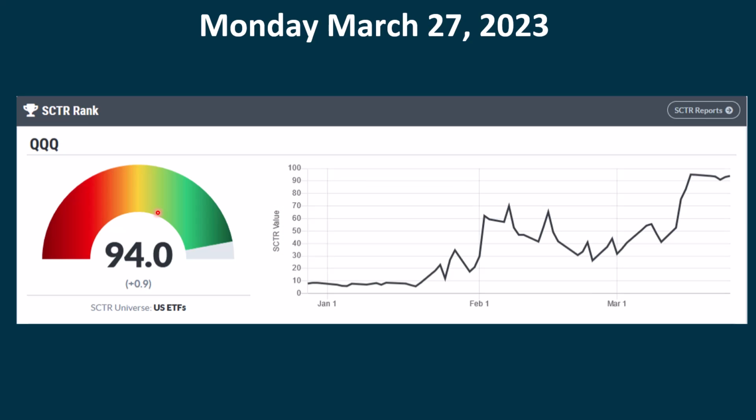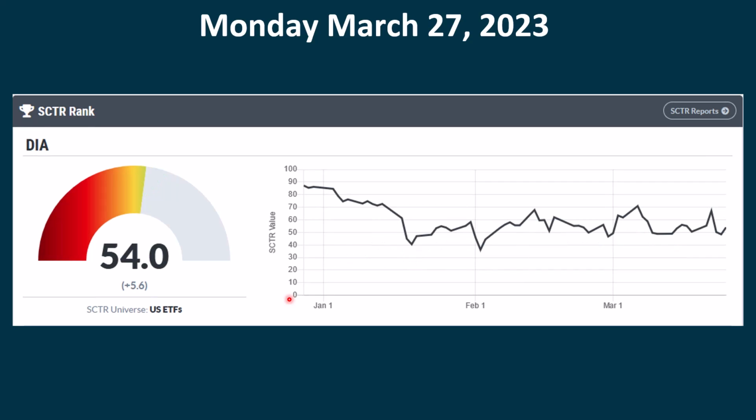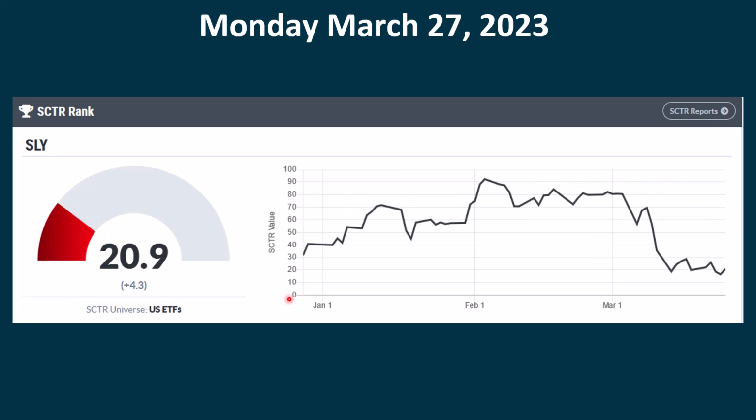Another thing we look at are the 5 different main indexes that we follow: the Dow, the S&P, the Nasdaq 100, the small caps, and the mid caps. And then we give them a non-emotional technical score and then rank them from 1st through 5th. Right now, the Qs are in first place, giving us a score of 94. In second place is the S&P at 63.2. In third place are the Diamonds at 54. The mid-caps are in fourth place at 29.5. They've been getting hit hard lately, as have the small caps, coming in last place at 20.9.